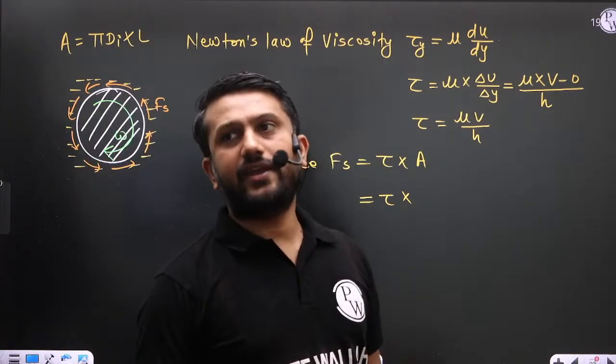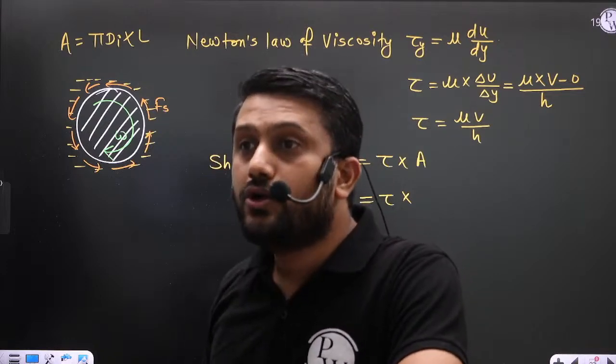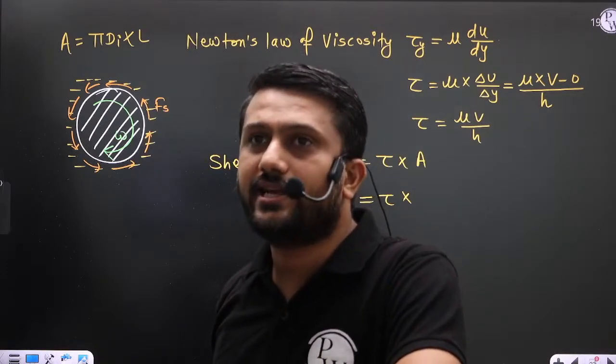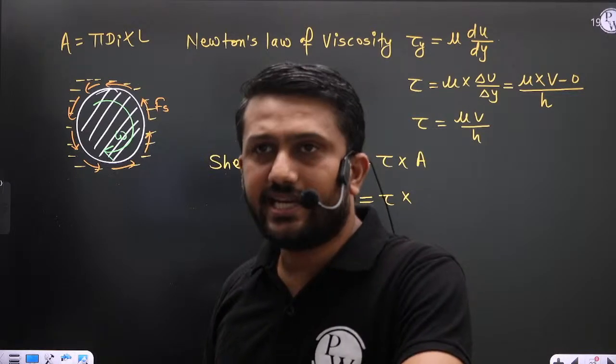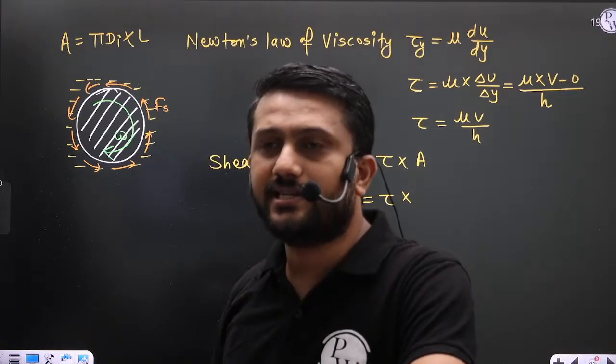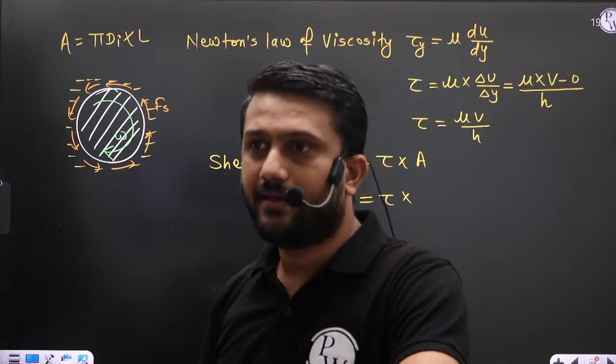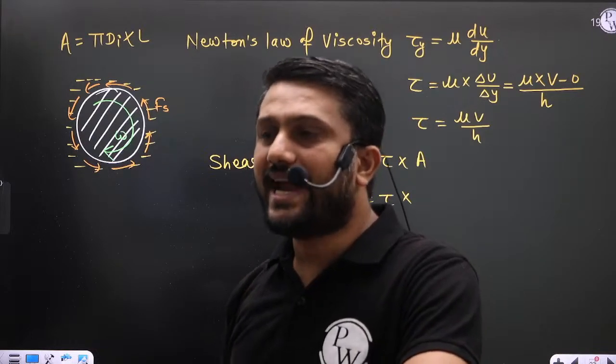This is the area where shear stress acts, not pi r square. Pi r square is the cross-sectional area, beta. Shear stress is not acting in a cross-sectional area. Shear stress is acting in a surface area, right?